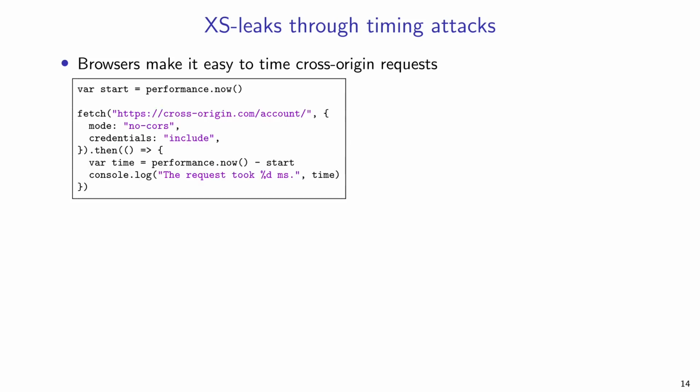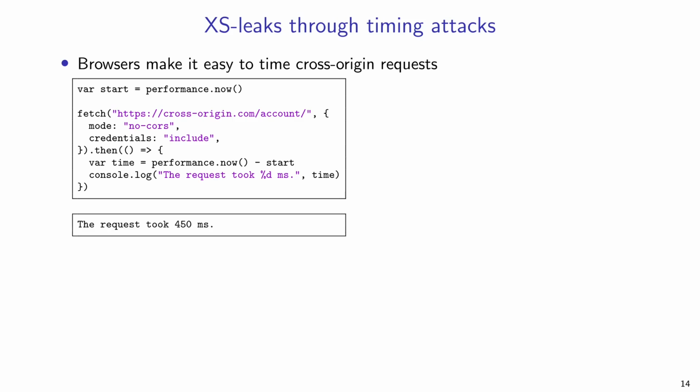Cross-site leaks through timing attacks are a very straightforward technique. The thing is that browsers make it quite easy to measure the time it takes to complete cross-origin requests. Consider the following script, which is executed in the user's browser on an attacker's website. What it does is perform a cross-origin fetch request to the account page on the target website, and once the request completes, it displays how much time it took the browser to fetch the response.